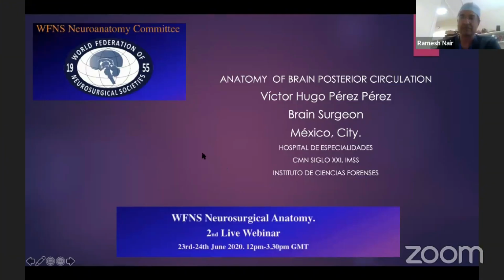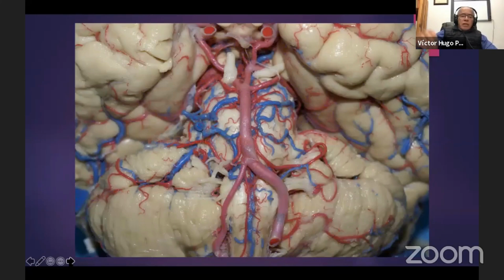It's very nice to see you all and to present this work about posterior circulation. Here we have a picture with the basal aspect of the brain. Here we have the basilar artery and two vertebral arteries. One of them is hypoplastic, and here we have branches of these vertebral arteries.